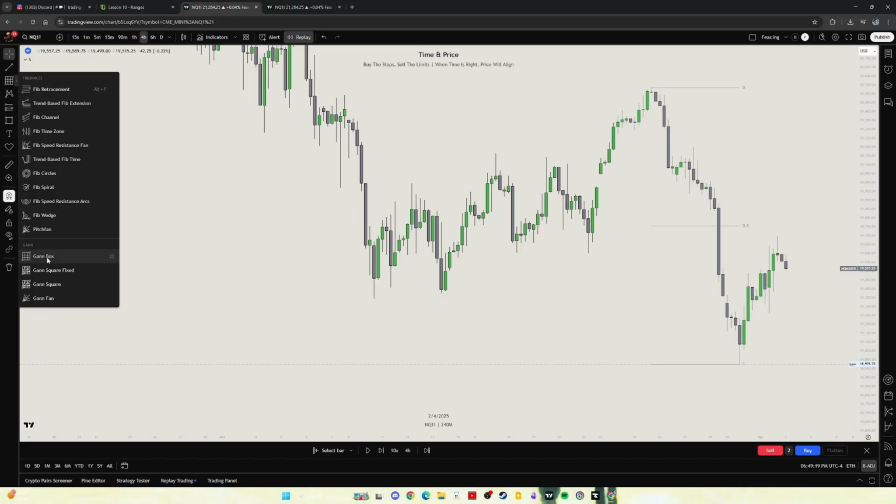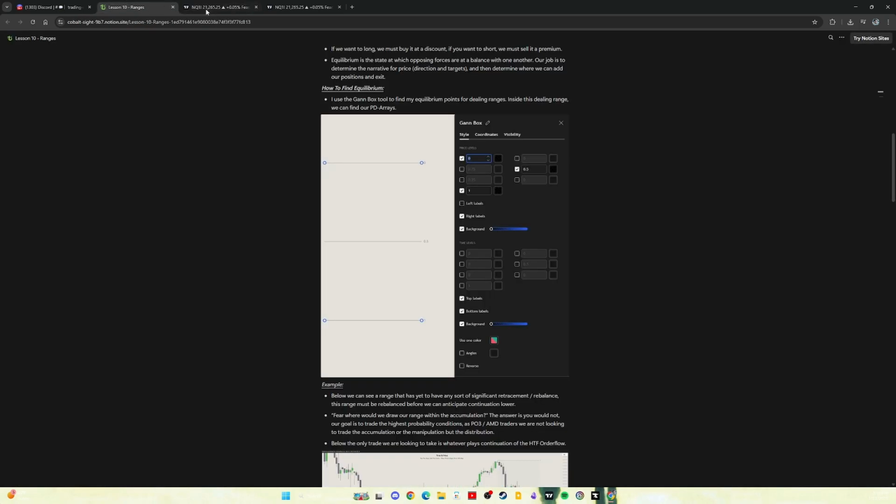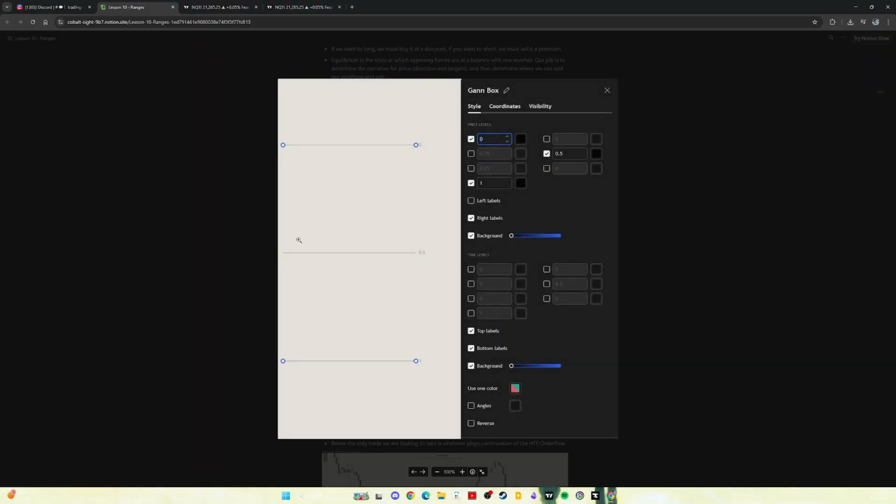Now, you can either use Gambox or the Fib retracement. I personally just use Gambox. There's really no difference because you can adjust the settings the exact same. But personally, I just use Gambox, and that's my personal preference. And these are my settings right here. I like to keep it simple, no background, no extra numbers, just the high, the low, and equilibrium. Actually, there are extra numbers, which I'm going to cover with candle ranges, but for now, we're just going to focus on the basics, premium and discount.